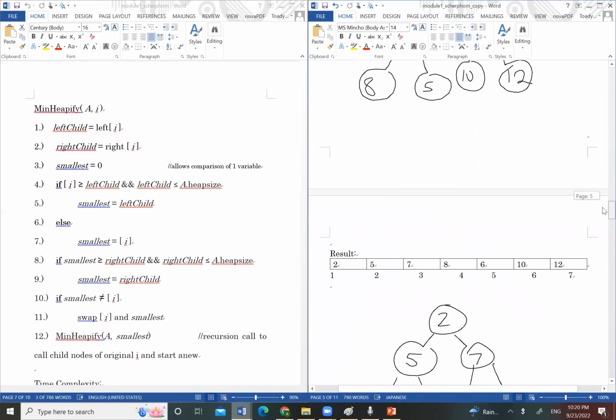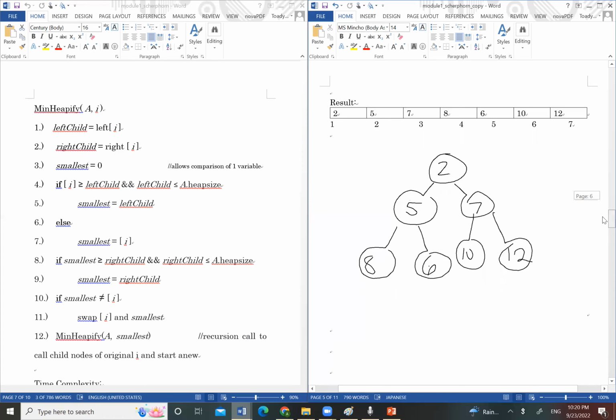So by the end of it, this should be our result. 2 should be the root, the parent, the root of the min heap, and then 5, 7, 8, 6, 10, and 12.